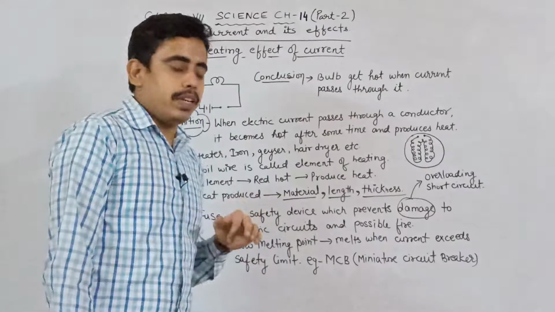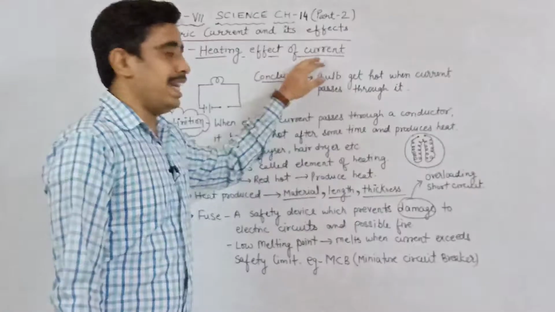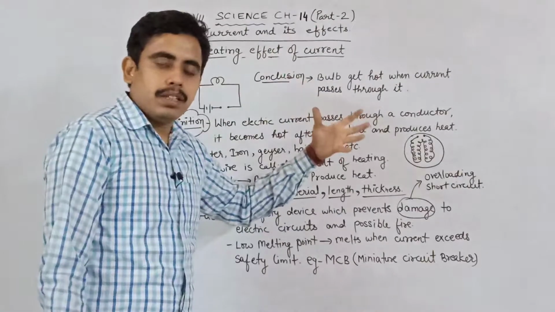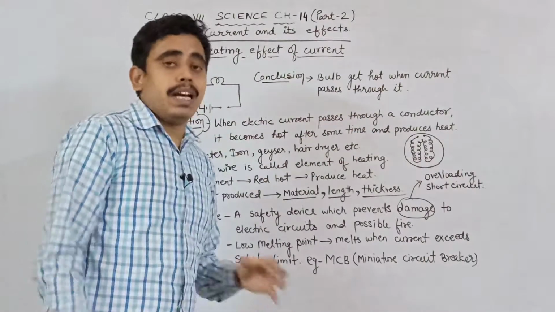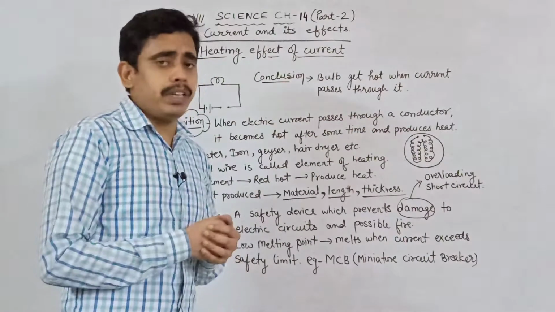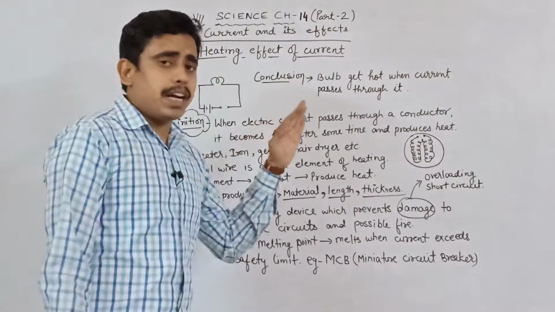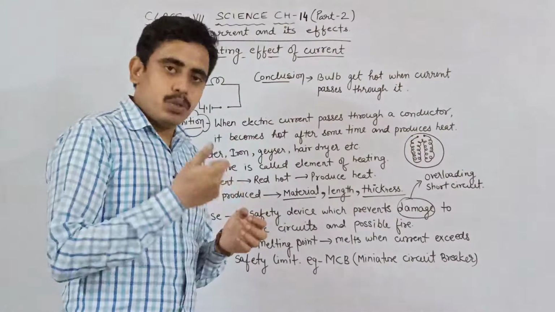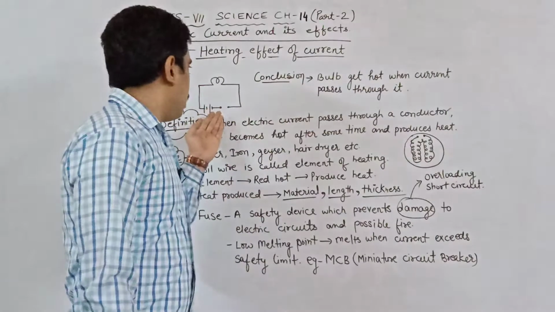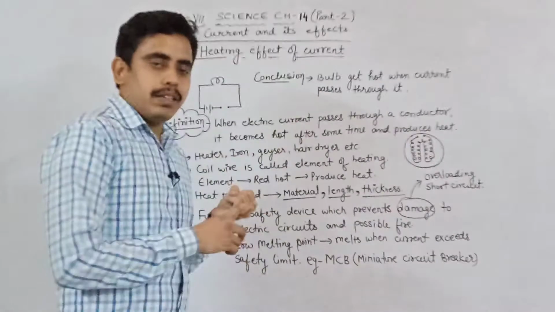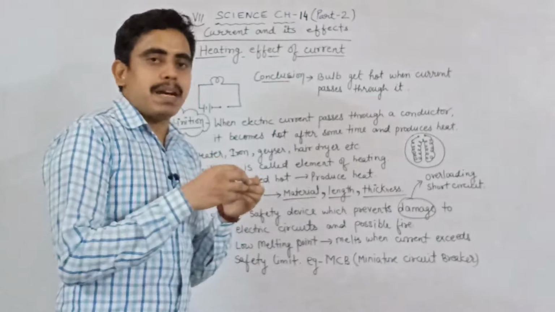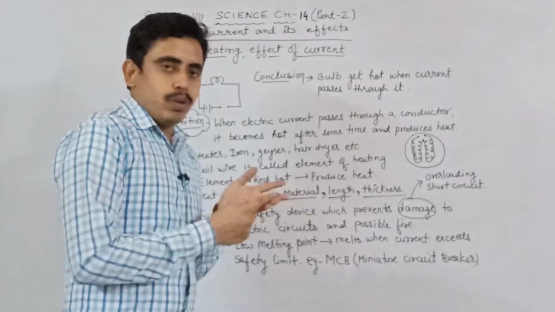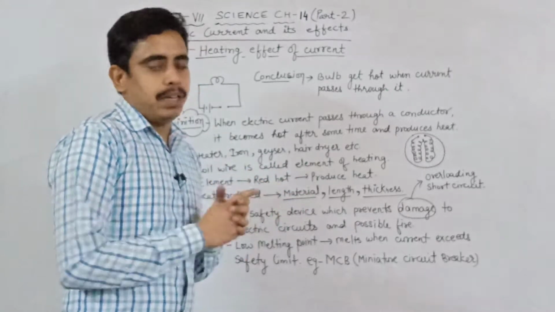The first effect we will see is the heating effect of electric current. As the name suggests, current produces heat. Let's try to understand it with the help of an activity, which you can also do at home. Collect a wire, a switch, a bulb, and a battery. You can take two cells, join their terminals positive to negative, and make a battery.